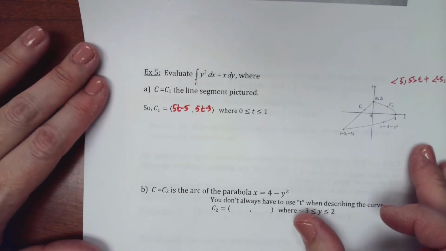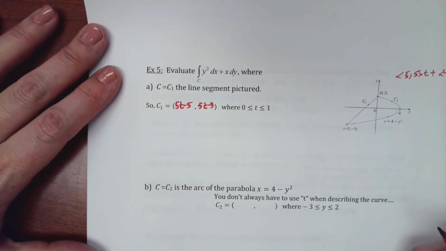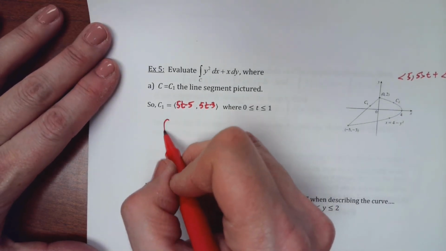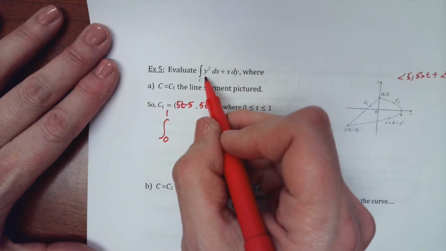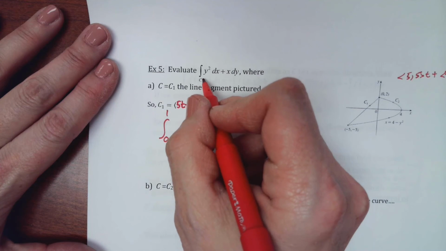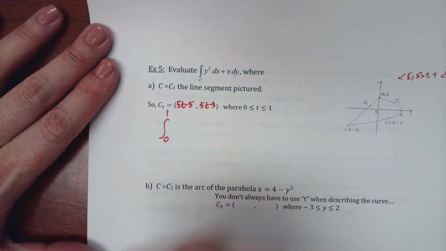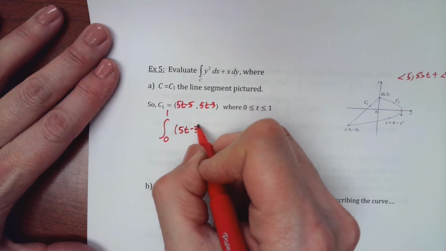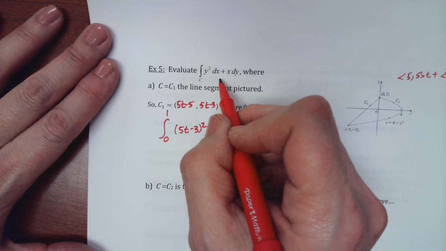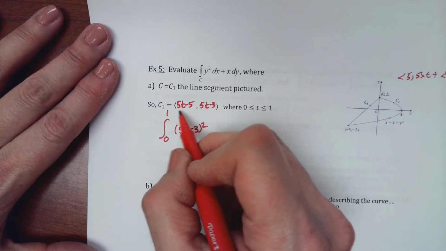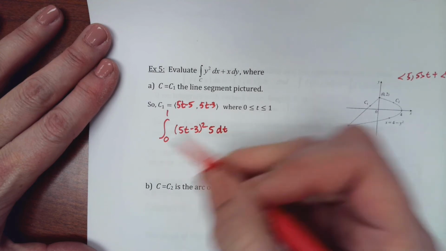All right, so we have to do our line integral there. So we are going to go from 0 to 1. Remember, we're using this setup right here. So just look at what it says. It says y squared, so we are going to square it. So I have 5t minus 3 squared, and then it says dx. So the derivative of the x part is 5, and there's a t, so we're going to put 5 dt, and that's how we get the t back.